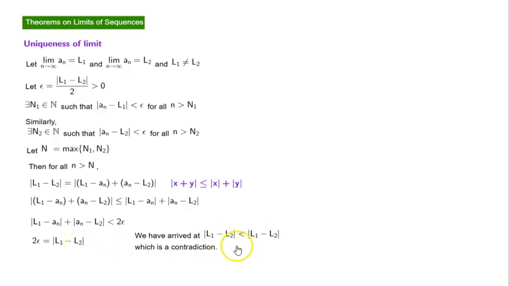But these two are the same numbers, right? So a number cannot be less than itself. So that means it is a contradiction. Hence, we say that L1 is equal to L2, which tells us that the limit of a sequence is unique.